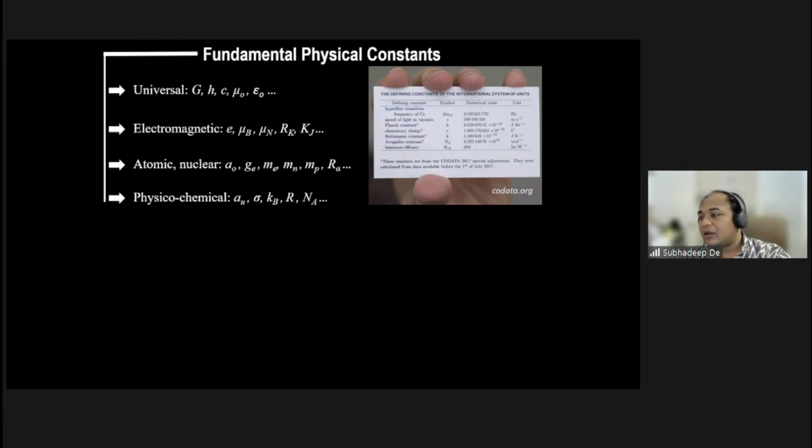And there are several physico-chemical constants, like the gas constant R, the mole, the Boltzmann constant, and so on. But all these constants that you see here so far have dimensions. So if we want to measure these constants, it will always depend on the accuracy of the scale.